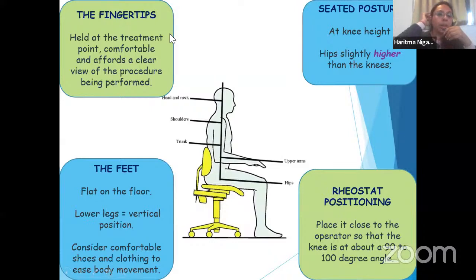Next, it should be held at a point comfortable, with a clear view. Then the feet should be flat, and the lower legs should be in a vertical position such that it is comfortable, and for minimal body movement. Last one is your seat positioning, in which your knees should be at an angle of 90 to 100 degrees, meaning the thighs should be parallel to the floor, and your lumbar spine should be perpendicular to the floor.